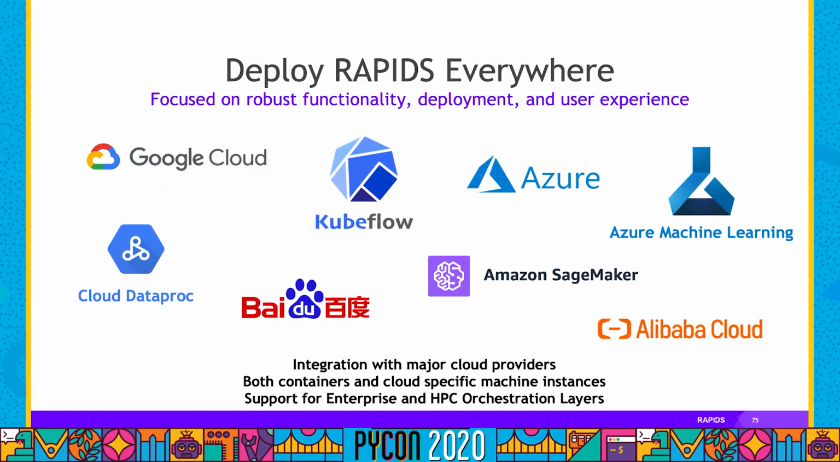You can deploy Rapids everywhere. We're in all of the major cloud providers, all the major CSPs: Google Cloud, Azure, Amazon SageMaker, Dataproc.